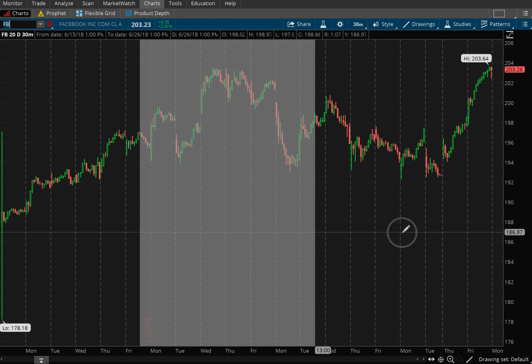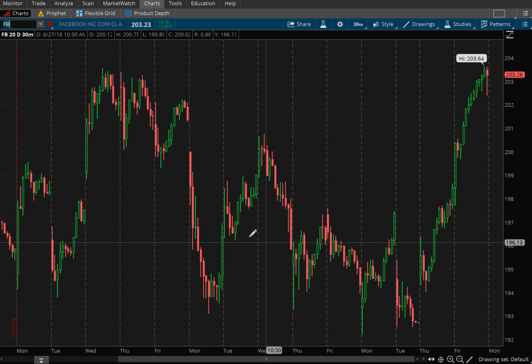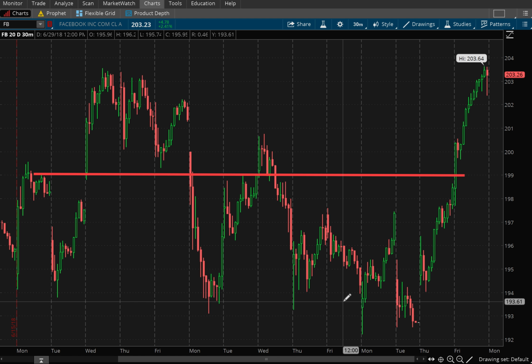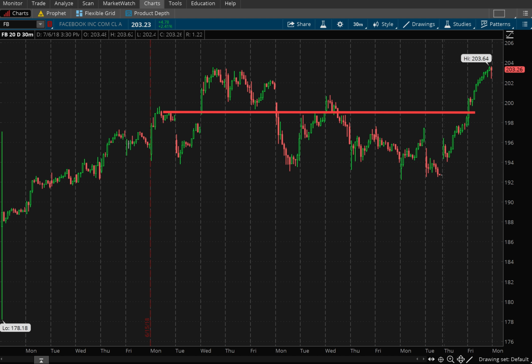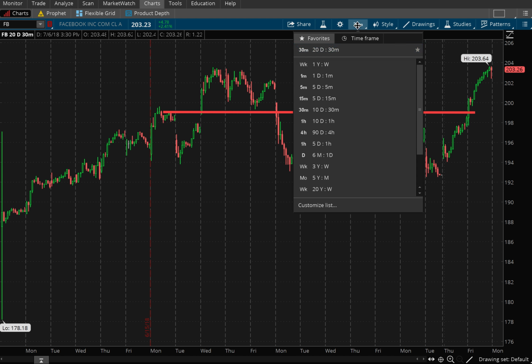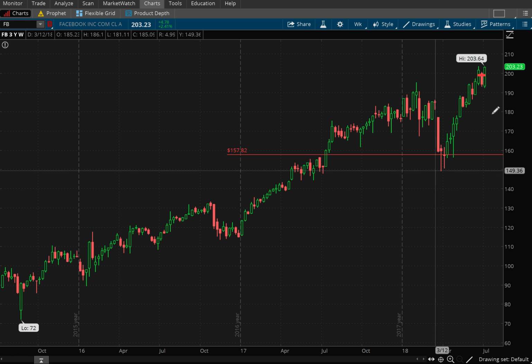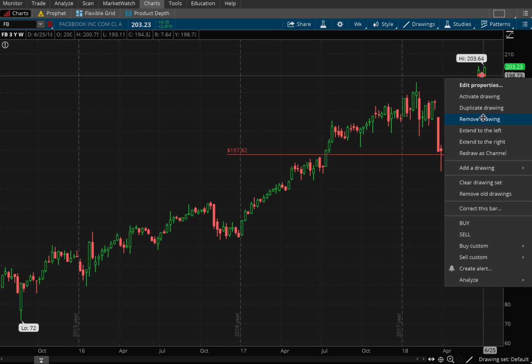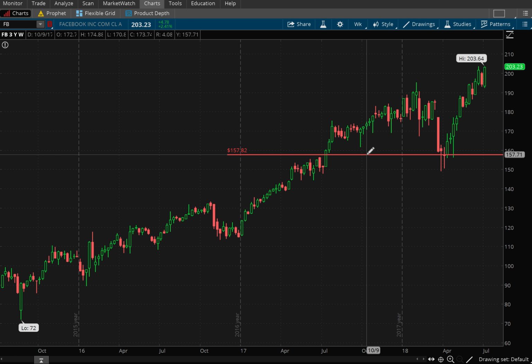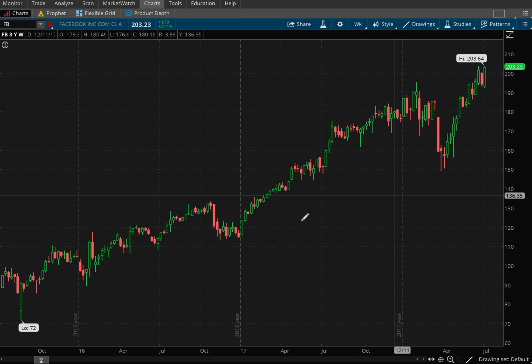So if you're looking at this market structure, if you try to draw a line across the board, this is not really an uptrend, right? If you see, this is pretty much a sideways pattern. It goes through, comes back, goes through, comes back. So this is not an uptrend that is intact. But if you look at the higher time frame, say a 3-year weekly, now you will see that, hey, you know what? This stock is actually in an uptrend.